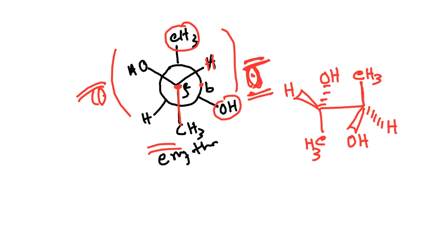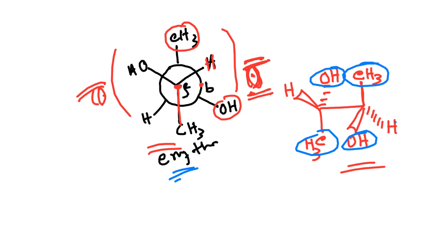Now we can verify whether this drawing is right or not by looking into whether it is threo or erythro, and the rule is the same here also. The relationship among the groups will be similar because it is erythro. In the beginning we had erythro, so this will also be erythro. And now you can see this methyl groups are anti to one another, this OH groups are anti to one another. Similarly, this hydrogens are anti to one another, and that means this is erythro.